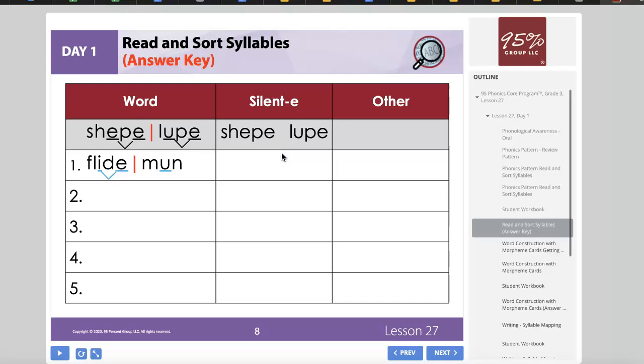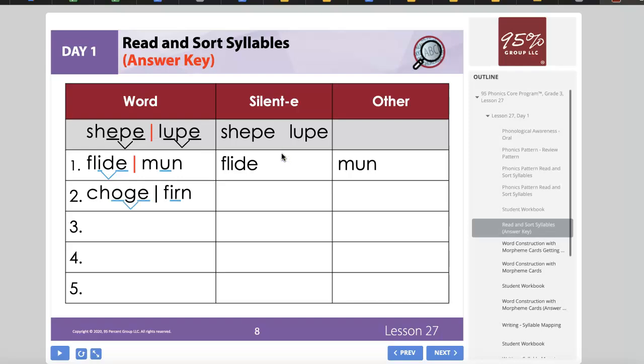All right, so let's look at the first word. Everyone say flied mun. Clap it. Flied mun. Our vowels are I, E, and U. You should have them underlined. Let's look at that first syllable. Flied. Where does that need to go? Silent E. Awesome job. What about mun? M-un. Other syllables.